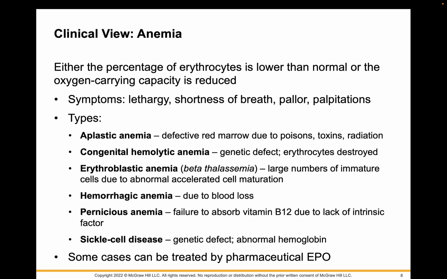We have pernicious anemia. This is actually failure to absorb vitamin B12 due to the lack of intrinsic factor. And then we have sickle cell disease. And this is a genetic defect in which the hemoglobin is abnormal and red blood cells have a totally different shape. They're no longer biconcave discs, and they're going to have a sickle shape, and hence the name of the disease. Now, some of these types of anemia can easily be treated by EPO, but not all of them.